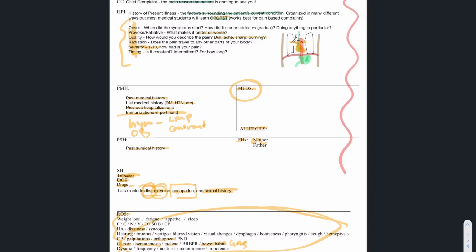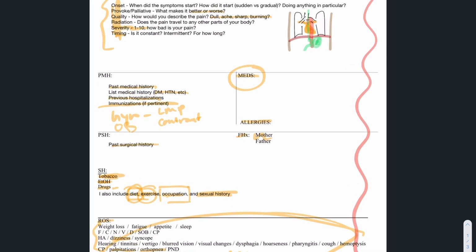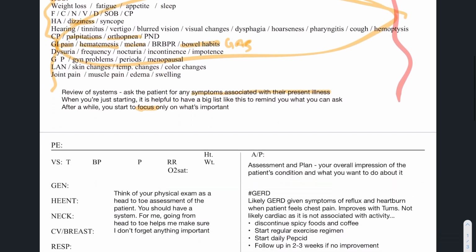So all of this is subjective. This is what the patient is telling you. So it's what the patient is feeling, is what they're telling you. Now we're going to move on to the objective part.